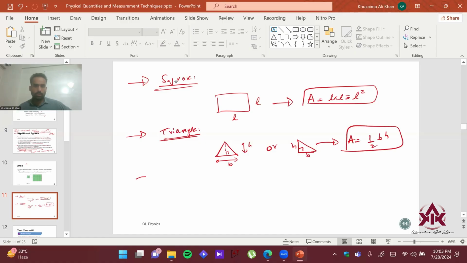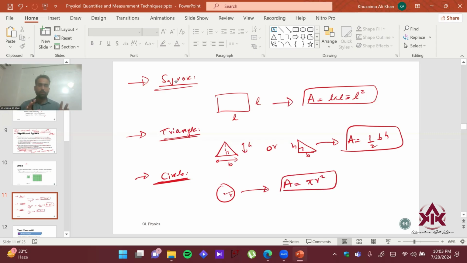If I give you a circle, it has a center and it has a radius. And how to compute the area of a circle? It's pi r square, right? So they are basically using this analogy to tell you how to convert from centimeter square to meter square.